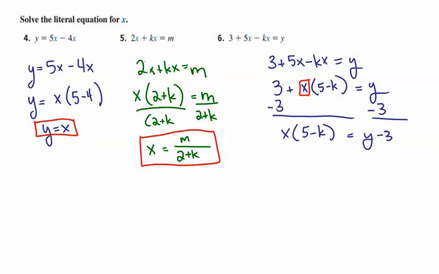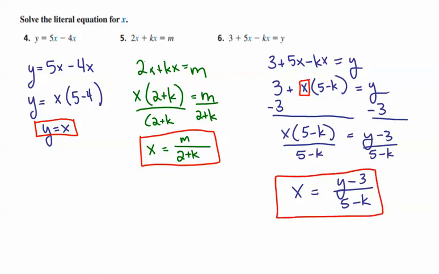At this point, the only step left to isolate the x would be to divide both sides by 5 minus k, and we would end up with x is equal to y minus 3, all divided by 5 minus k. And again, because there's more than one term in the denominator, we can't split that up, or it's not helpful for us to split it up. And we end up with x equals y minus 3 over 5 minus k.